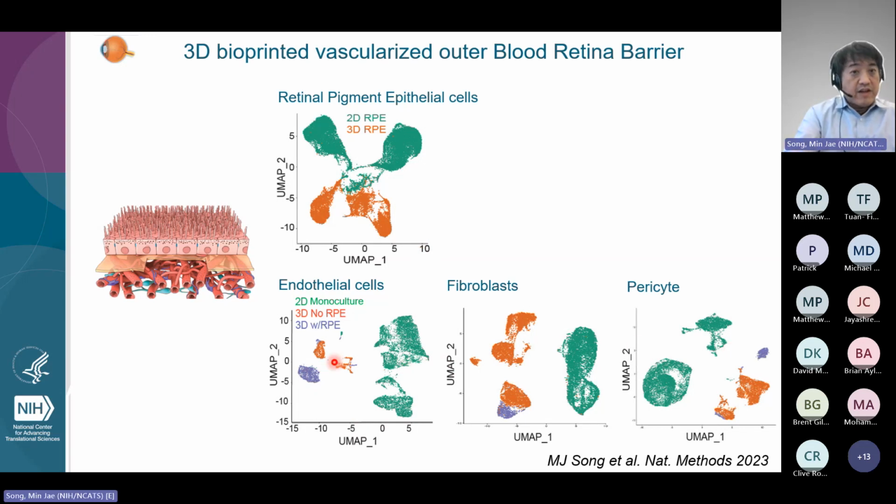And furthermore, the inclusion of RPE also gives a different cluster of transcriptomics compared to the three-dimensional tissues without RPE. So I'm going to show you a little bit of detail of these endothelial cells, with the comparison between the 2D and 3D, and also the comparison between the inclusion of RPE and without RPE.